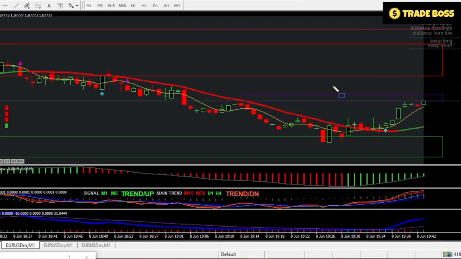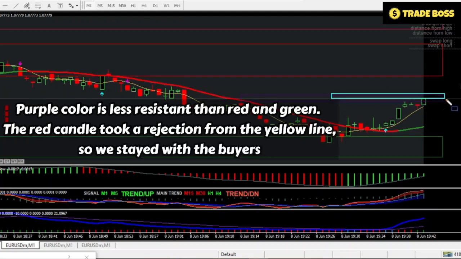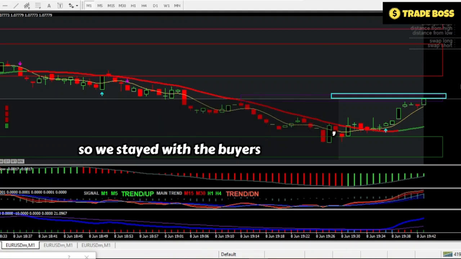Purple color is less resistant than red and green. The red candle took a rejection from the yellow line, so we stayed with the buyers.